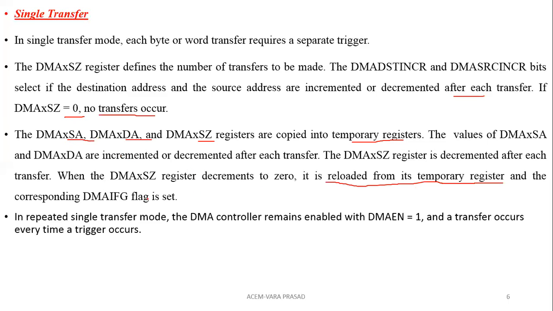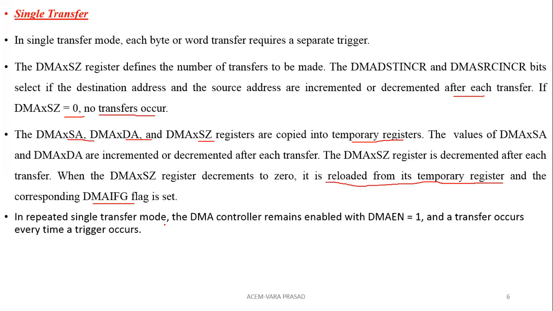At the same time, the DMA interrupt flag (IFG) will be set. That means the data transfers are over, and you have to reload. Reloading means you have to generate the interrupt flag. If the interrupt flag is generated, the addresses and size are automatically reloaded from the temporary registers to the actual registers.